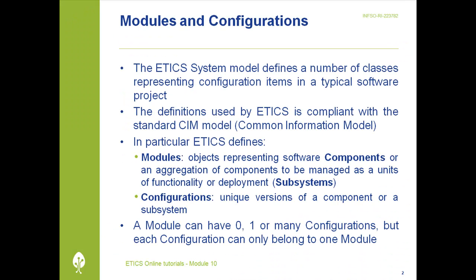The ETICS system model defines a number of classes representing configuration items in a typical software project. The definitions used by ETICS are compliant with the standard CIM model, the Common Information Model. In particular, ETICS defines modules, objects representing software components or aggregations of components to be managed as a unit of functionality or deployment, called subsystems, and configurations, unique versions of a component or a subsystem. A module can have 0, 1 or many configurations, but each configuration can only belong to one module.